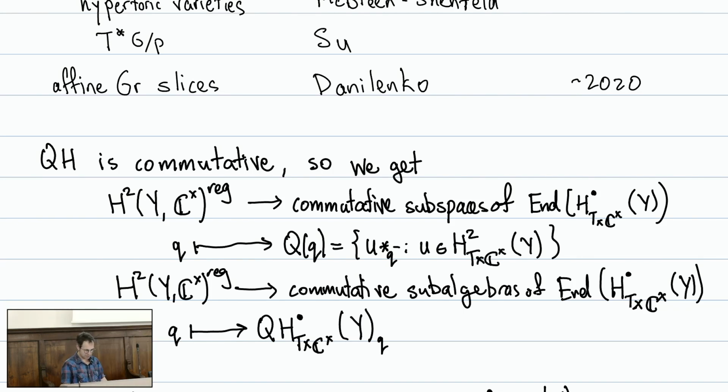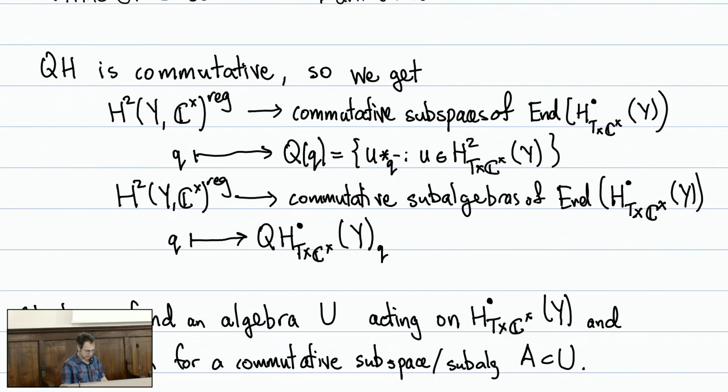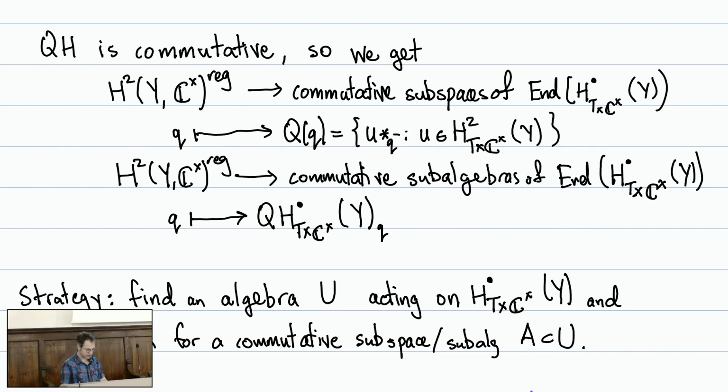And similarly, we could do the same thing, not just with multiplication by H2, but multiplication by all elements of the cohomology. And then we get a map to the space of commutative subalgebras of the endomorphisms of the cohomology. From this viewpoint, one way to understand quantum cohomology could be to find some algebra which is going to act on the cohomology, and then identify the quantum cohomology as coming from a certain subspace or subalgebra of that algebra. Maybe this is a little too vague for now, but we'll see what this means soon. Okay, any questions?